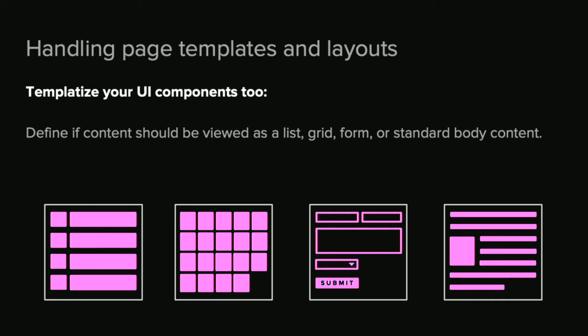So that was determining layouts at the page level, but you can also determine layouts at a component level too. So you can start to templatize your UI components by defining whether the content should be viewed as a vertical list, a horizontal grid, a form, a static body of content, or others.